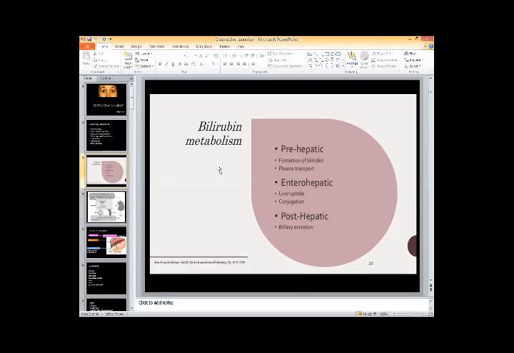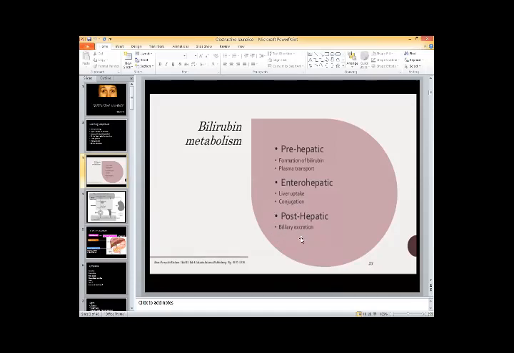So there are three phases. One is prehepatic, in which bilirubin is formed after the breakdown of RBCs. The second phase is hepatic, where there is conjugation of this bilirubin. And the third phase is post-hepatic, in which this conjugated bilirubin is excreted into the bile duct. So formation is prehepatic, conjugation is hepatic, and secretion in the bile duct is post-hepatic. What we will focus on in our lecture is actually this post-hepatic phase, the conjugated bilirubin phase.